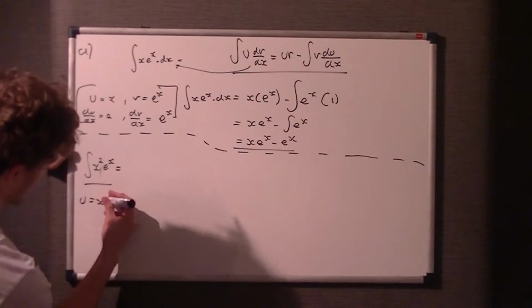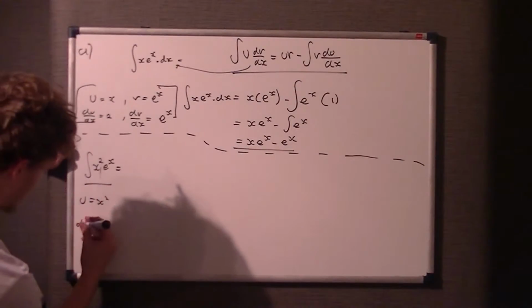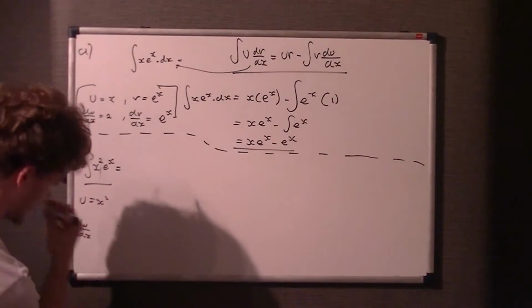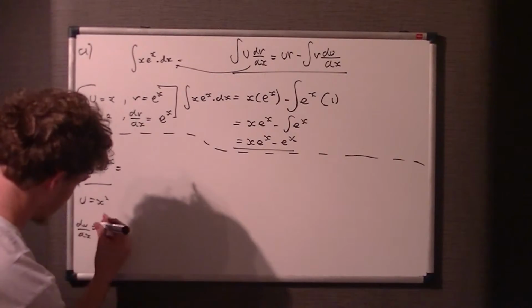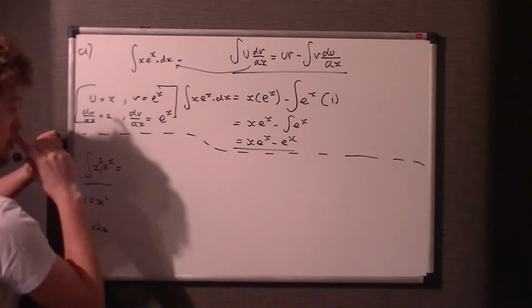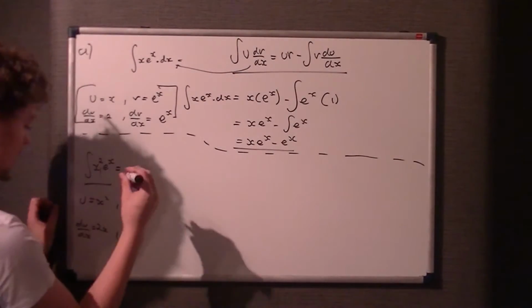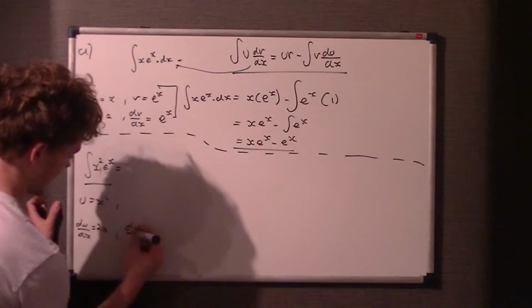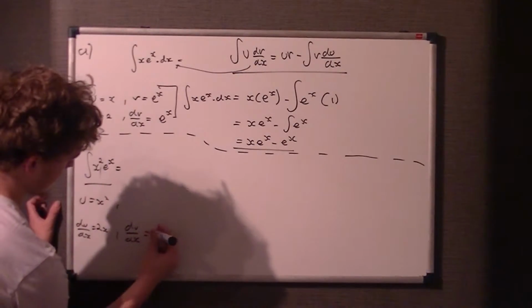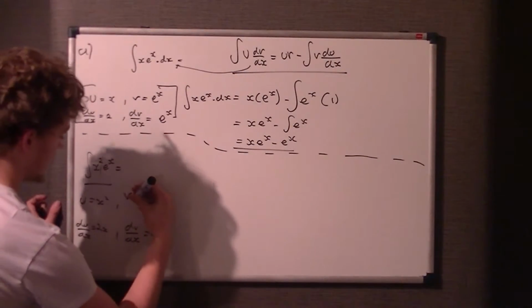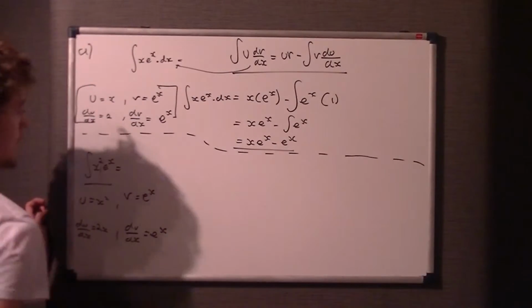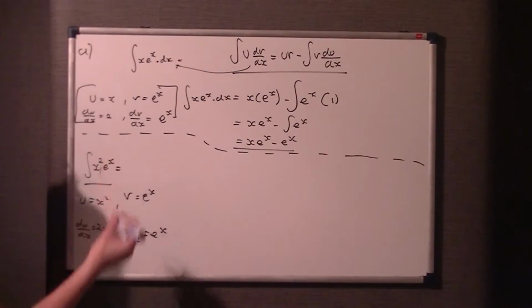U we said was x squared because we've not got an ln, so therefore du/dx, instead of it being just 1, it's a 2x, which is going to make things a bit more complicated when we get to the second half of the integration. dv/dx is still just e to the x, and v is e to the x as well. Now we apply this idea to this formula.